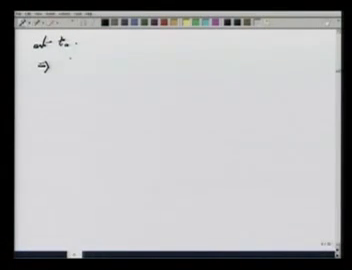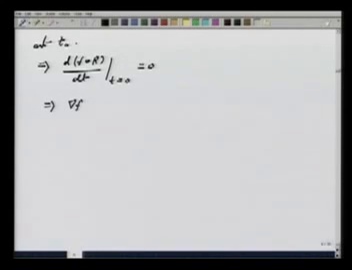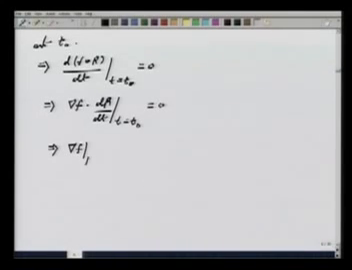Our usual one variable results of calculus work, which implies that d of f compose r by dt at t equal to t naught is 0. But to calculate this derivative, I can use the chain rule. So this implies grad f dot dr/dt at t equal to t naught is equal to 0. This then implies that grad f at r(t naught) dot dr/dt at t equal to t naught is 0.